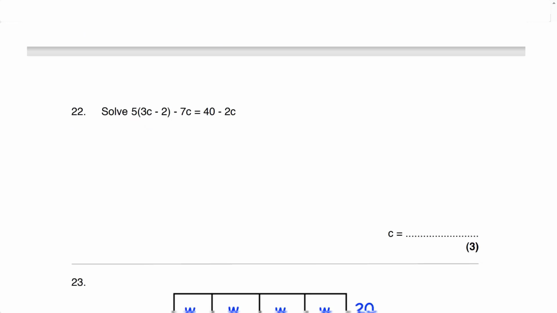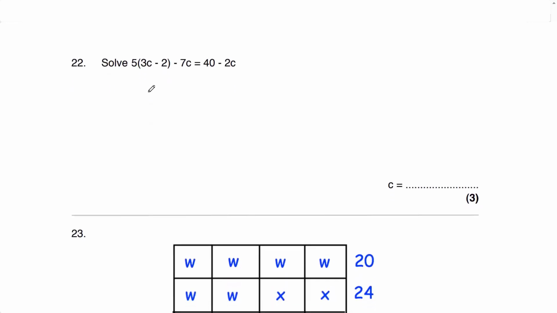And then we go to number 22. Okay. Now, again, we have to expand every bracket, collect like terms, and then you solve. So that's just a simple step. So first, we have to expand this. There's going to be 15c minus 10. Then it's a minus 7c here is equal to 40 minus 2c.